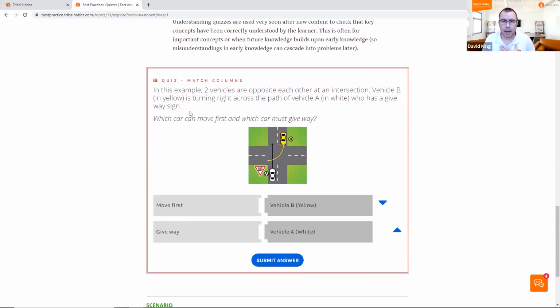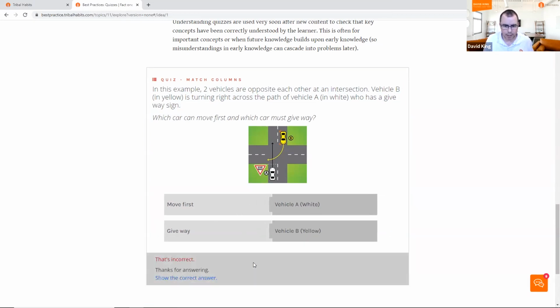So in this case here, I've given them an image with two vehicles on it, and I probably covered this theory in the section right before it. And so this is just making sure they can apply it immediately. Can they follow those instructions immediately? In this case, I'm using a slightly different interaction. They have to move these things around to get them in the right way. So I might submit that as the answer. I got it incorrect. So now I can see the correct answer. It's going to reverse it here for me to reinforce that.